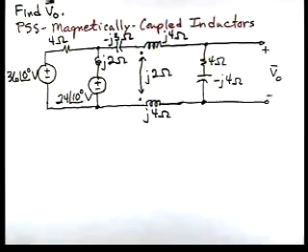In this problem, we're asked to find the voltage V0, and we have a set of coupled inductors. So we're going to utilize our problem-solving strategy entitled Magnetic Coupled Inductors. And the first step in that strategy says assign mesh currents. So we're going to assign mesh currents.